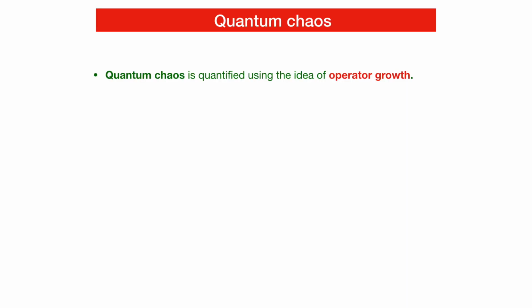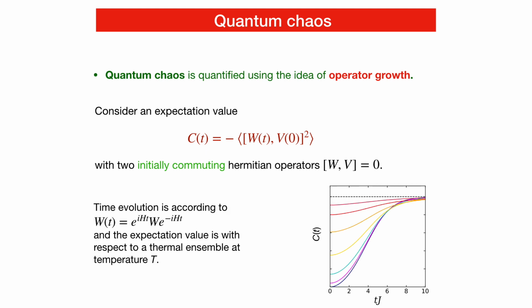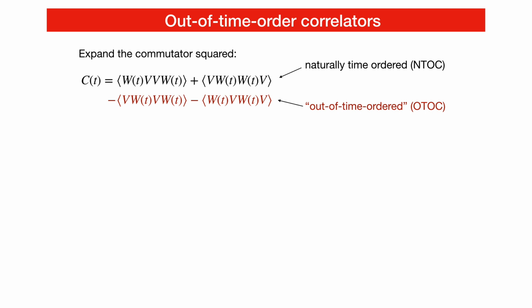And let me remind you about quantum chaotic behavior. In quantum systems, chaos is characterized by the idea of operator growth. Basically, you look at this quantity, a commutator squared between two initially commuting Hermitian operators. One of them is evolved forward in time. And in chaotic systems at intermediate times, this quantity experiences exponential growth, which signifies chaos, just like exponential divergence of trajectories in classical chaos. A little bit of math, sorry about that.